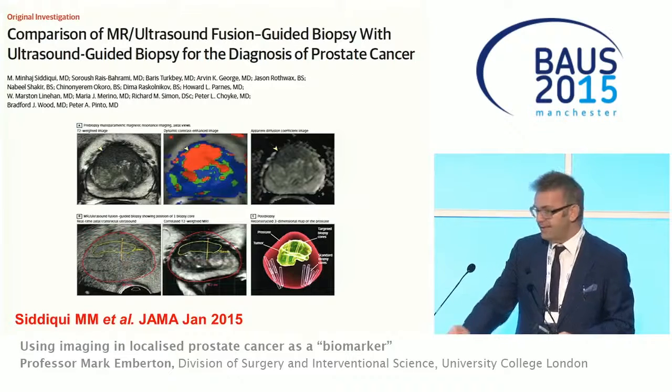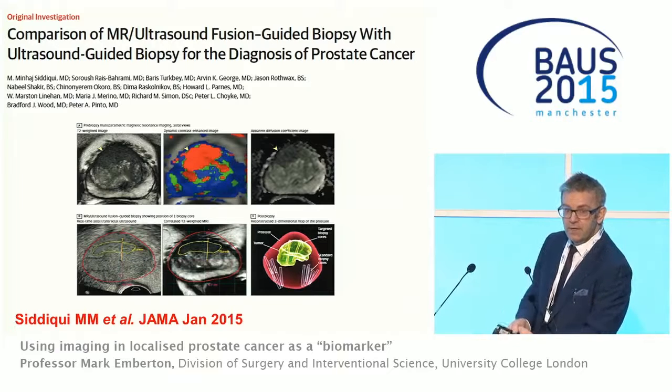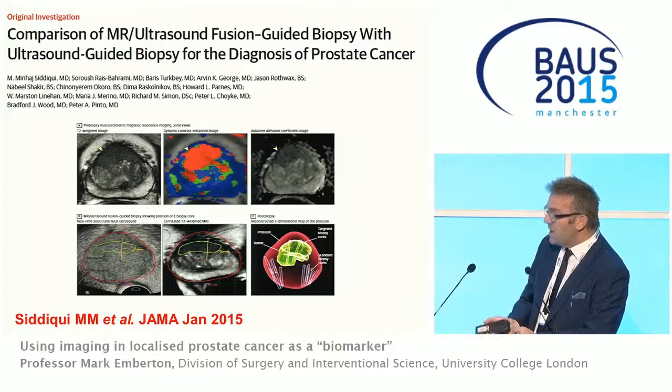The experimental validation of MRI has been ongoing. Most of this has been published in the very recent months or years. This is one that was published in January 2015, in JAMA, and represents Peter Pinto's work at the NIH.